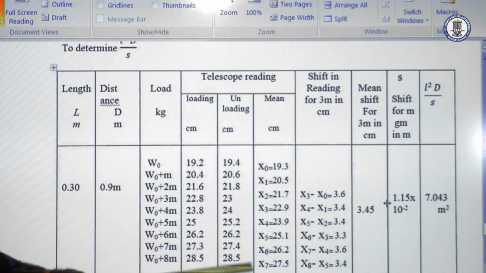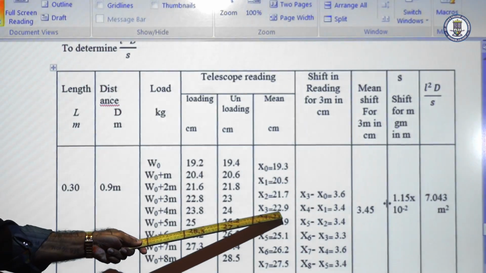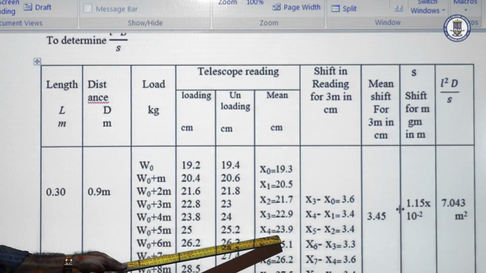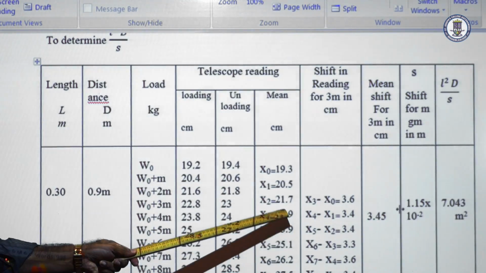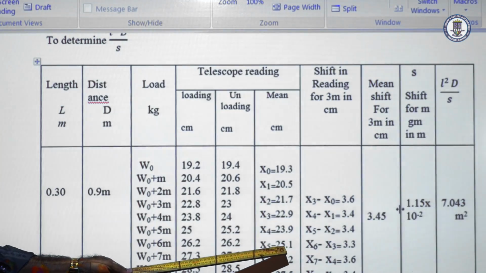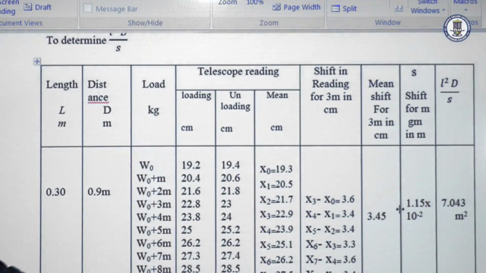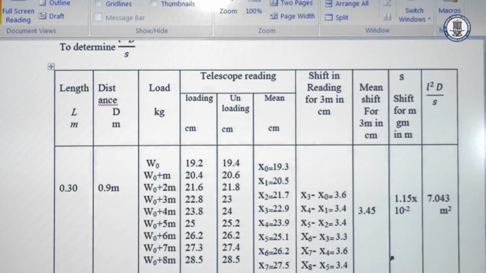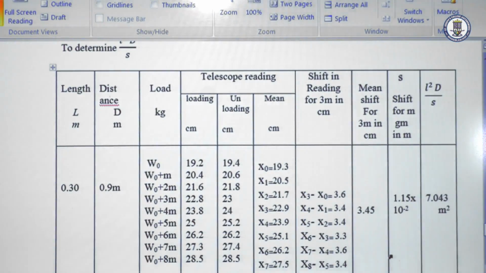Then from that we calculate the value of x3 minus x0, that is 22.9 minus 19.3, that is 3.6. Then x4 minus x1, that is 23.9 minus 20.5, then x5 minus x2, 25.1 minus 21, and so on, up to x8 minus x5. Then the mean of all these readings is the shift for 3M, and the mean is 3.45 centimeter. When it is divided by 3 we obtain 1.15 centimeter, that is the shift for a load M, and that is S.